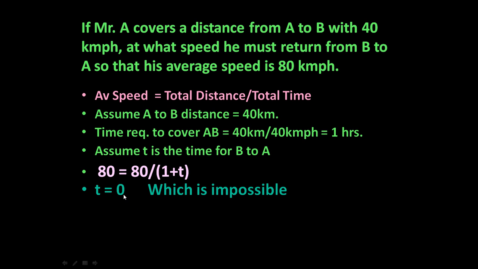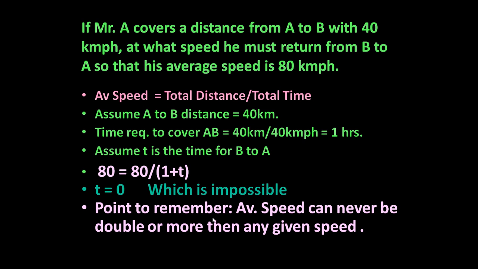But this is not possible. Obviously, practically, he will take certain time to cover distance B to A. So this is totally a theoretical problem. He cannot cover B to A distance in 0 seconds. So this is impossible. Here point to remember is, average speed can never be double or more than any given speed. Here given speed is 40 km per hour, and average speed he wants 80 km. So just remember, average speed can never be double or more than any given speed.